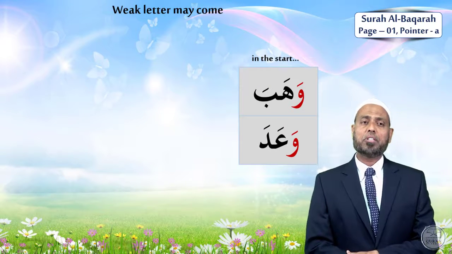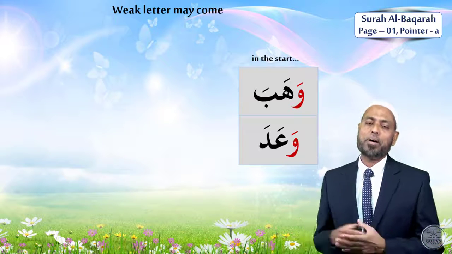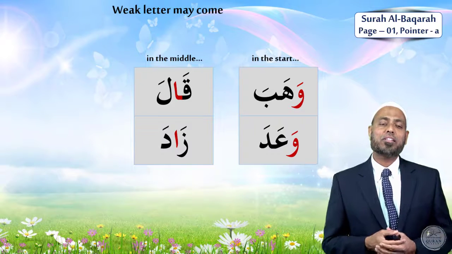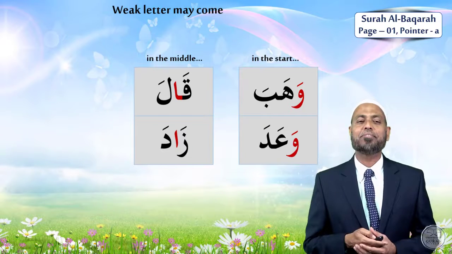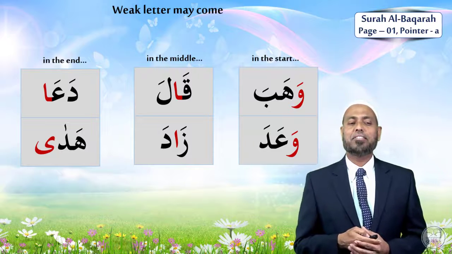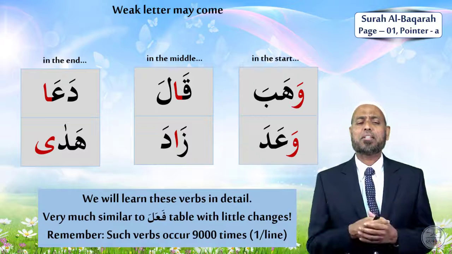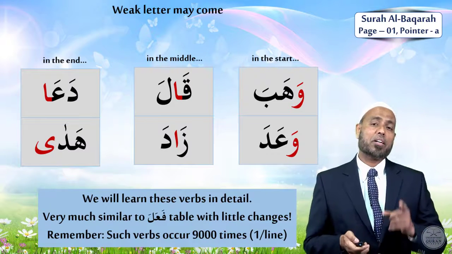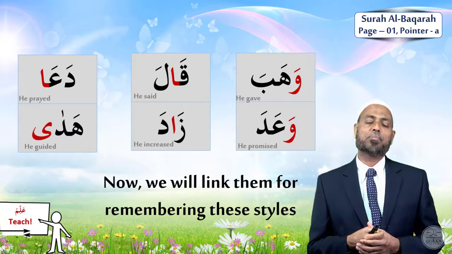In weak verbs, the weak letter may come in the start, for example wahaba, wa'ada, where waw is in the start. Or in the middle, like qala, zada, where you have alif in the middle. Or in the end, like da'a, hada. We will learn these verbs in detail, and they are very much similar to the fa'ala table with little changes. And remember, they occur once in every line of the Quran, so we will try to learn them thoroughly.